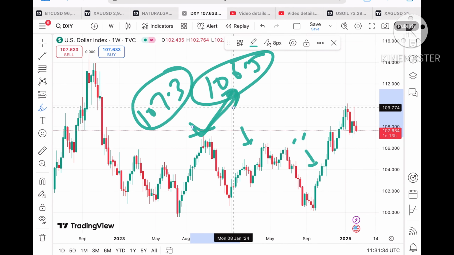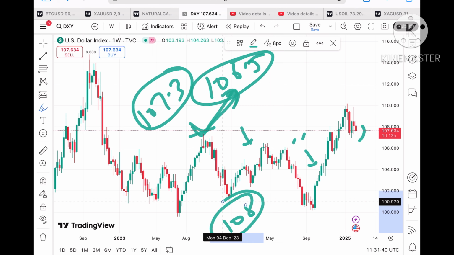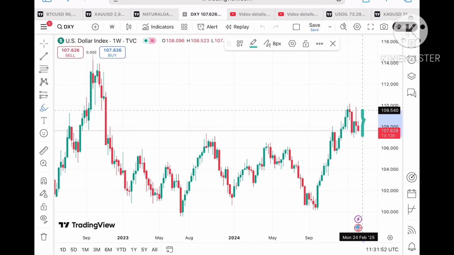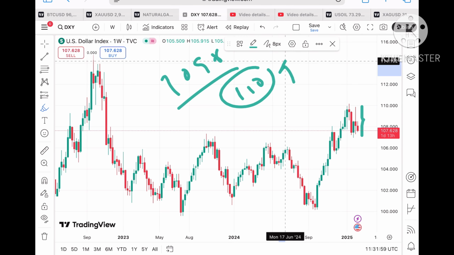But suppose the price started going above this level. We can see it can touch a level of $108, and once it starts moving off this level, there will be a probability of touching 108.5, and from there it will touch 109.5, then 109.8, and it can cross the $110 level and go further high.